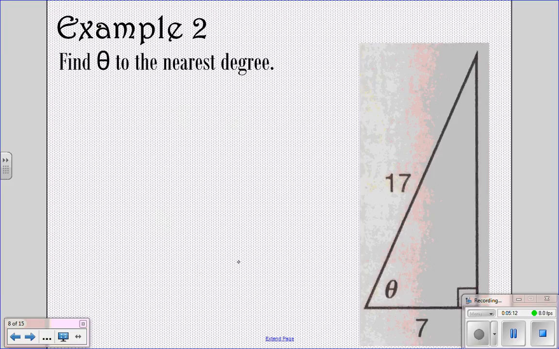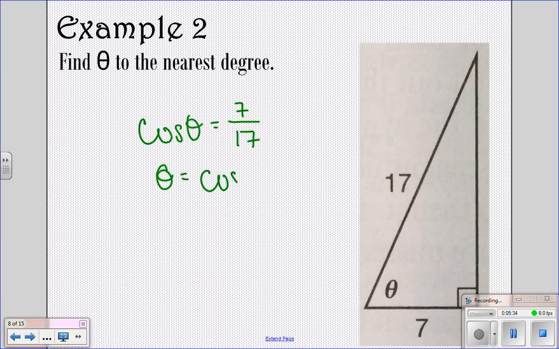Moving on to the next example, we want to find theta to the nearest degree. We are given the cosine ratio because we have adjacent over hypotenuse. So we're going to use cosine of theta equals 7 over 17. And so theta is going to be the cosine inverse of 7 over 17. And so it says to round to the nearest degree. And if you do that, you should get 66. Okay, so y'all can pause the video if you need to. Make sure everybody can get that one, and then we'll go to the next example.